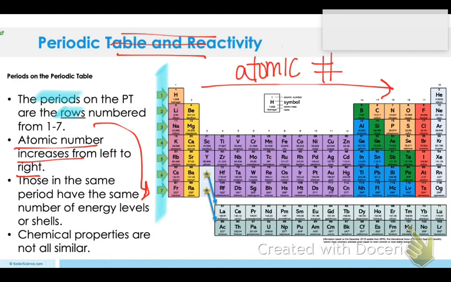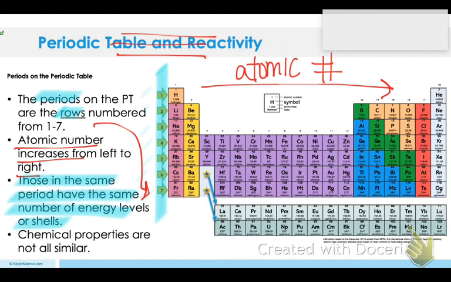Those in the same period have the same number of energy levels or shells. So that is something you should highlight. Those in the same period: you have your first period, second period, third period, fourth period, fifth period, sixth period, seventh period. Same number of energy levels. The chemical properties are not all similar.